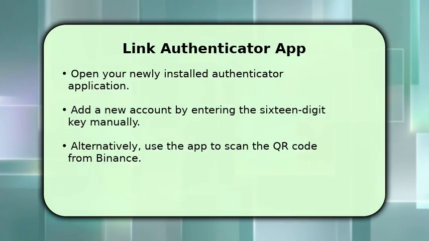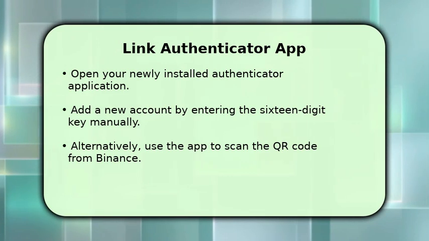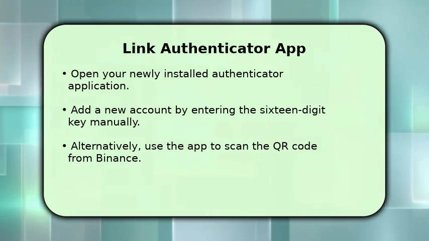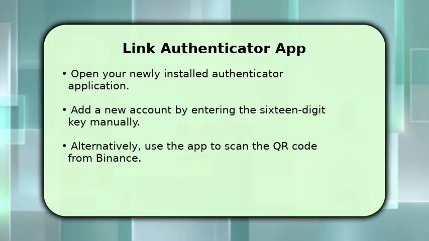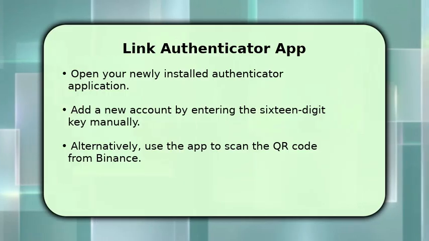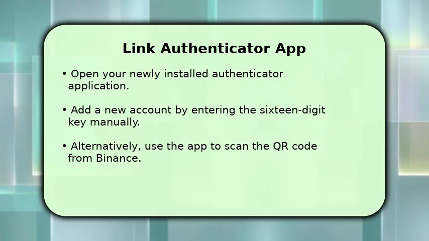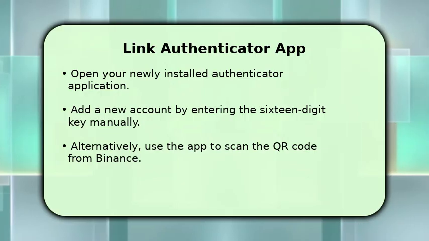Now, open the Binance Authenticator app on your phone. You will need to add a new account. Look for an option like a plus sign or Add Account. You can either manually enter the 16-digit key that Binance provided, or you can use your phone's camera to scan the QR code displayed on your Binance screen. You may also be prompted to give this account a recognizable name, such as Binance, to easily identify it later.